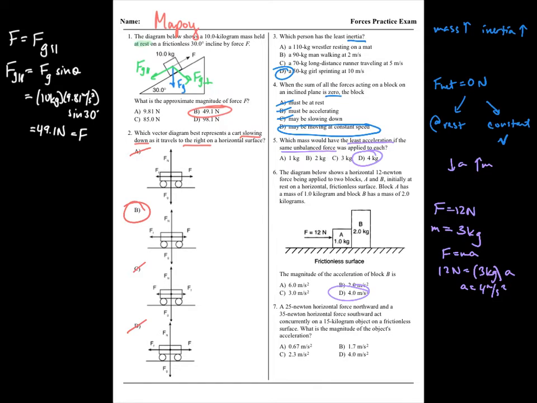Now number 7 here. We got 25 being pulled up and 35 being pulled down. So that means our net force is 10 newtons. You'll have a mass of 15 kilograms, and we're looking for A. So 10 equals 15 kilograms times A. A is equal to 0.67 meters per second squared. Choice A.